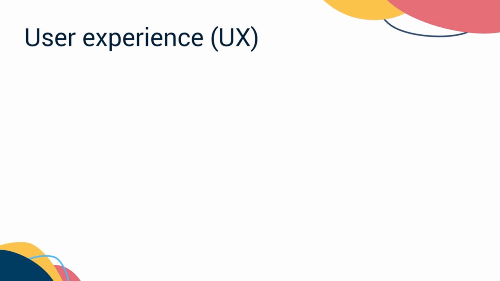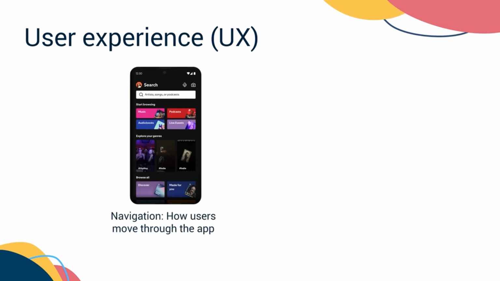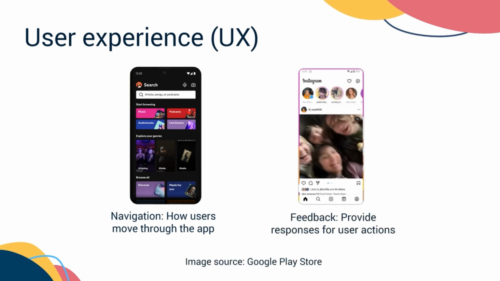Next is user experience, or UX, which includes aspects such as navigation and feedback. Navigation refers to how users move through the app. The Spotify app features a bottom navigation bar, allowing the users easy access to Home, Search, your library, and Premium. With feedback, you provide users with responses for their actions. In Instagram, tapping a button provides visual feedback, like changing color, to indicate that the action has been registered.